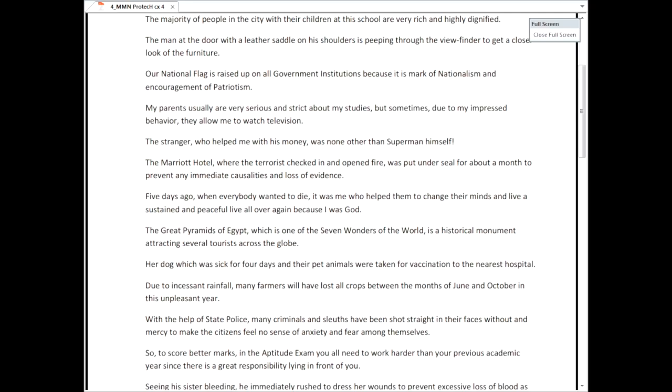Hi. So in this class, we will continue MMN and we will start with the sentences that include noun binders who, where, when, and which. So let us start with this sentence here. First I will read this sentence, and after that you will identify the MMN noun segments. Then you will read and shoot it without seeing. So the stranger who helped me with his money was none other than Superman himself. So let us find the segments here.